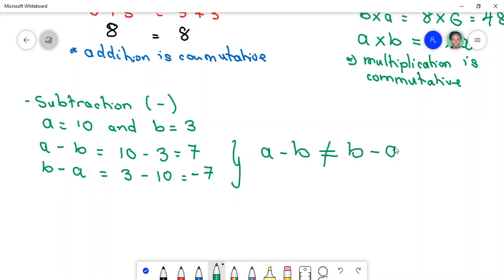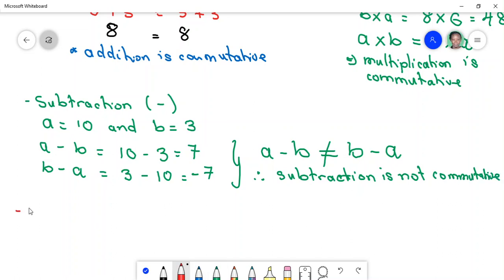So from here, you could see that A minus B is not equal to B minus A. So therefore, we could say subtraction is not commutative. Let's look at the next one.